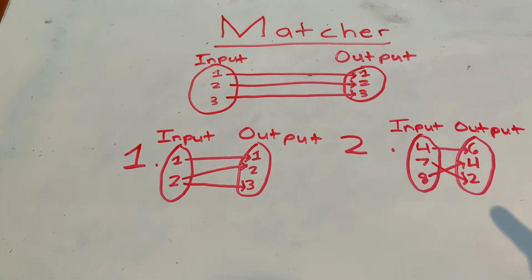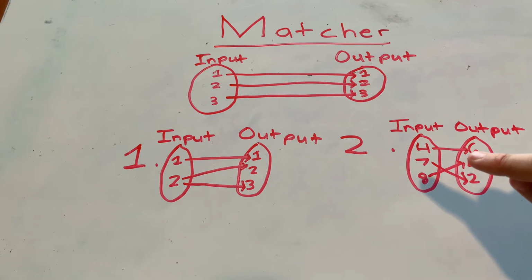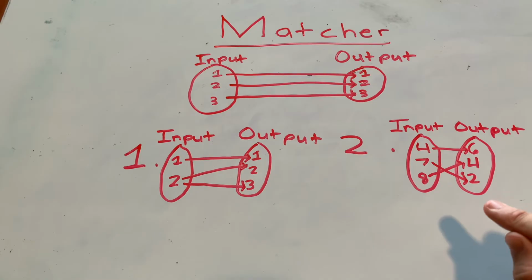And lastly, let's go to number 2. As we see, there are no repeated input values. And there is no two arrows going out of one of them. So this is a function.